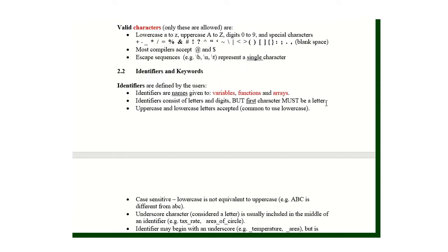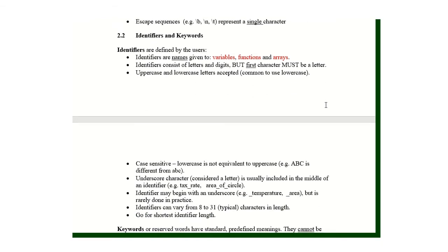Identifiers and keywords. Identifiers are defined by the users, the programmers. They are names given to variables, functions, and arrays. In the example above, radius and area are our variables. Identifiers are made up of letters and digits. The first character must be a letter, an alphabet. Lower and uppercase letters are accepted.